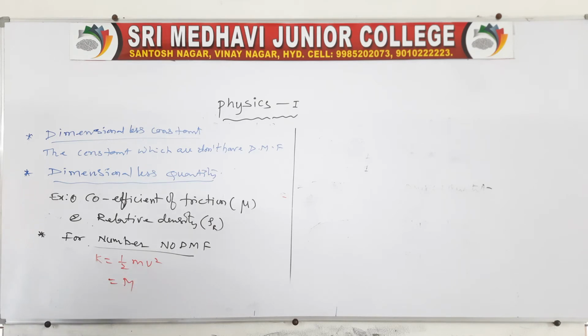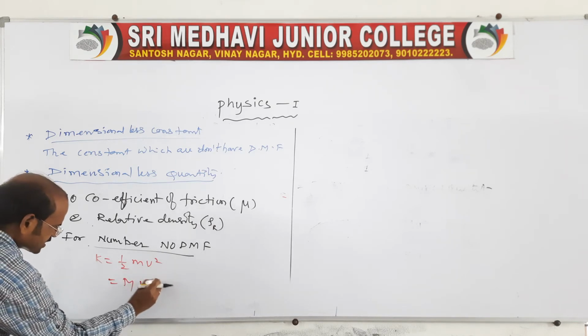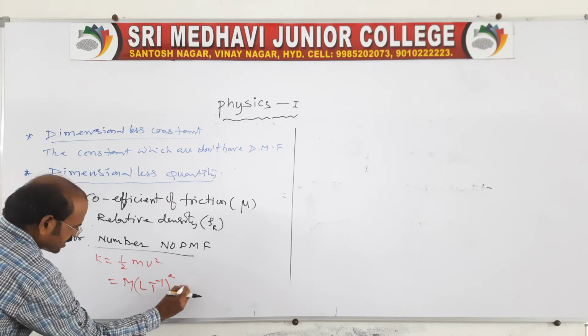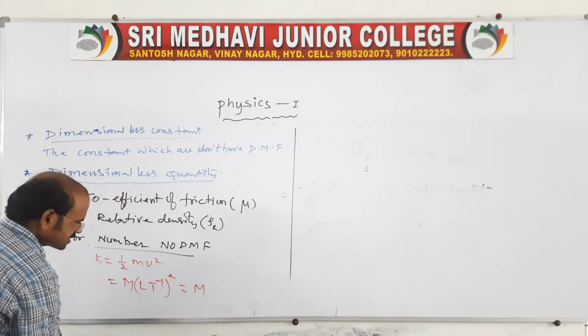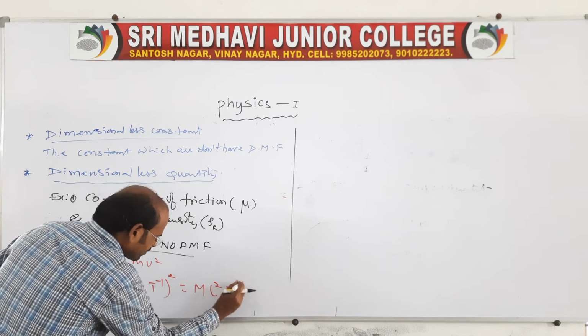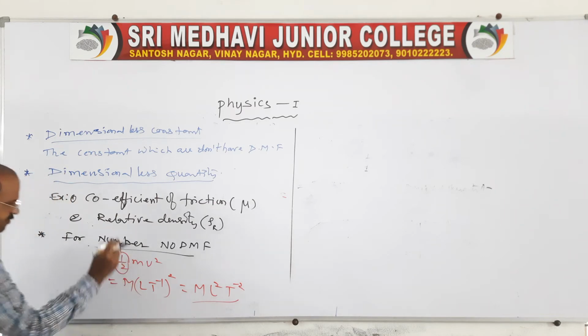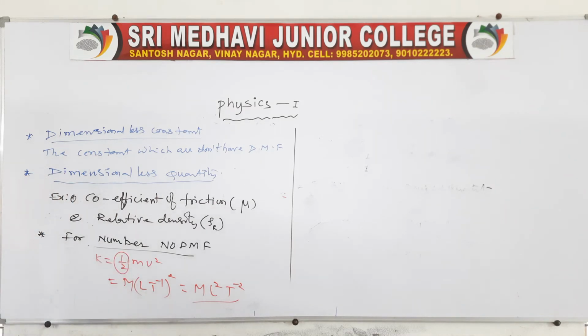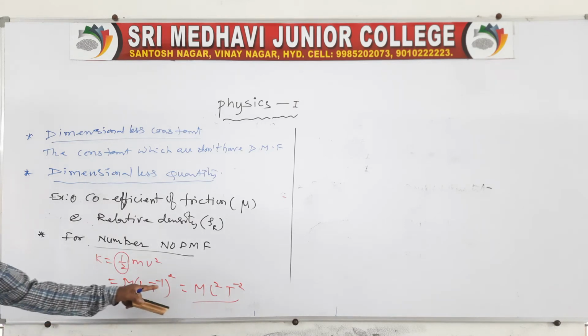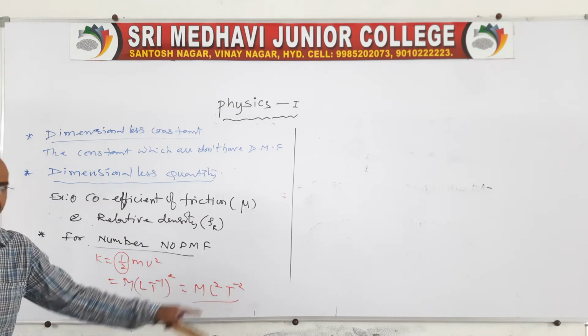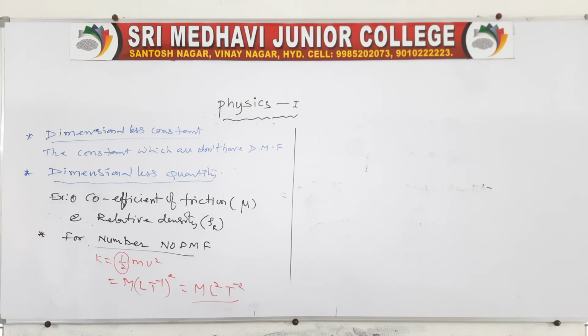Mass is represented as M, velocity is represented as (L T power minus 1) whole square. So it may be represented as M L square T power minus 2. You leave the number, because K is equal to half m v square, so M (L T power minus 1) whole square gives M L square T power minus 2. This is the dimensional formula; the number has none. That is an example for this.